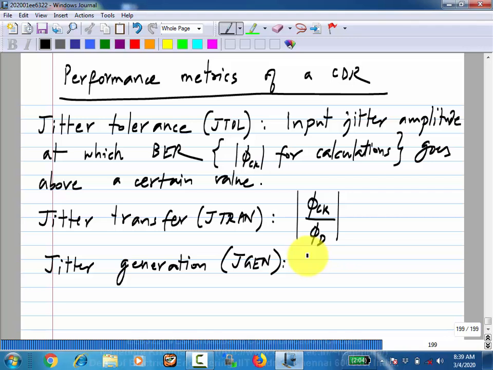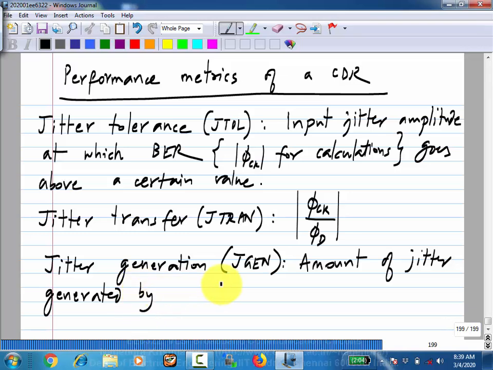Okay. So this is essentially the amount of jitter generated when the input data is jitter free. Okay.